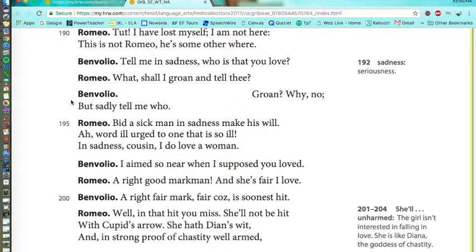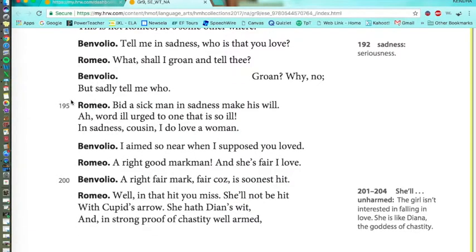And Benvolio's like, okay, great. Thanks for that information. Benvolio says, I aimed so near when I suppose you love. So he's like, obviously, I figured you loved a woman, but who is it? Who do you love? Romeo says, a right good marksman, and she's fair, I love.